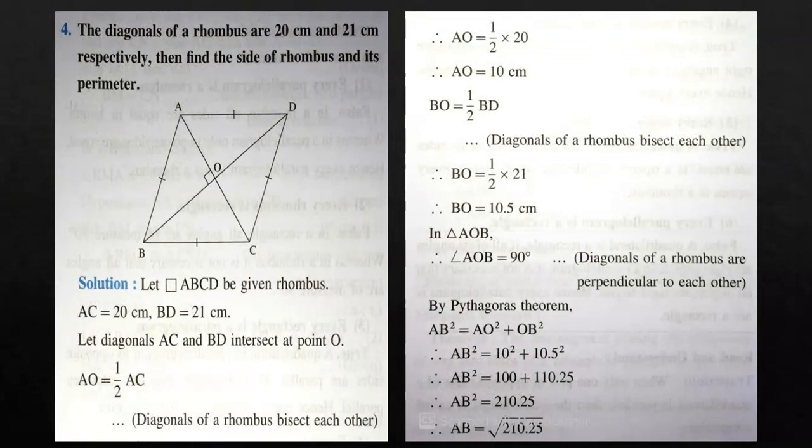Question number 4. The diagonals of a rhombus are 20 centimeters and 21 centimeters respectively. Then find the side of the rhombus and its perimeter. This particular quadrilateral is given to me. The figure is for your reference and it is a rhombus. So I will say quadrilateral ABCD is the rhombus.